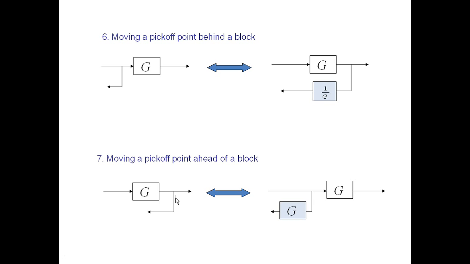Same way over here, the pick off point is on the right side of block G. So here there is an effect of G in the outgoing signal. If we shift this pick off point to the left side, then the effect of G is not present, so we need to add this G block, or we need to multiply the G block in this signal.